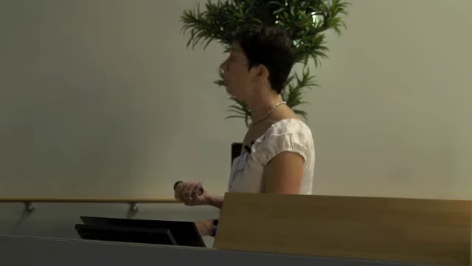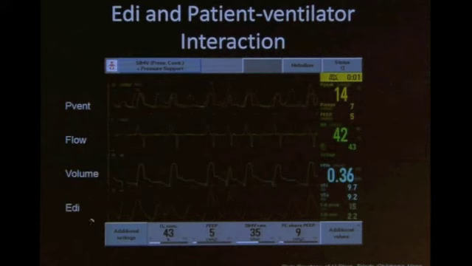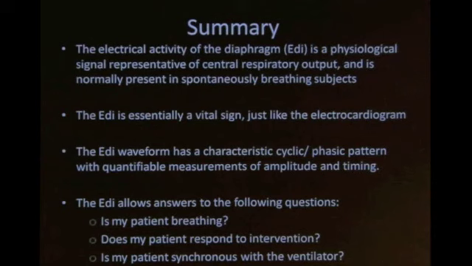We're going to hear a lot about patient-ventilator interaction today. The EDI waveform can be superimposed on the ventilator pressure waveform, as you can see here, and you can get an idea about interaction between the patient and the ventilator. So in summary, the electrical activity of the diaphragm is a physiological signal representative of central respiratory output and is normally present in spontaneously breathing subjects. The EDI is essentially a vital sign, just like the electrocardiogram. The EDI waveform has a characteristic cyclic or phasic pattern with quantifiable measurements of amplitude and timing.